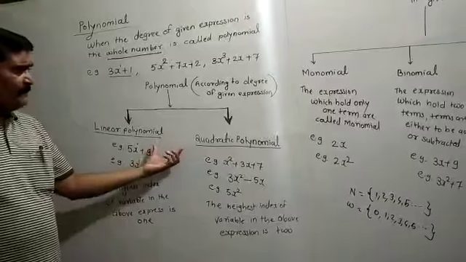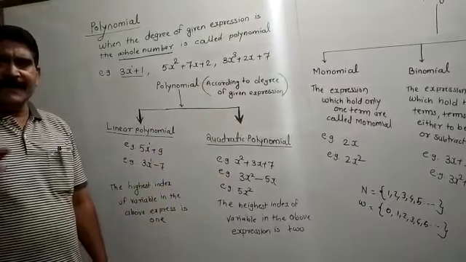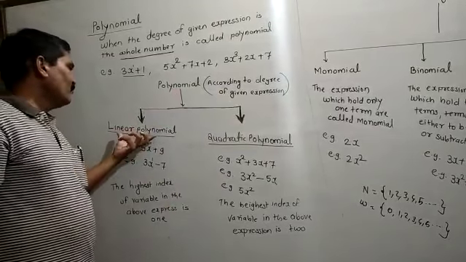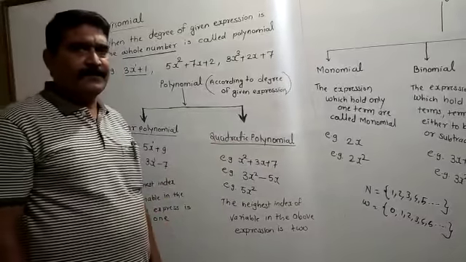This classification is according to the degree of the expressions. Everybody understand? According to the degree of expression, polynomials are divided into two parts. One is the linear polynomial and another one is the quadratic polynomial.